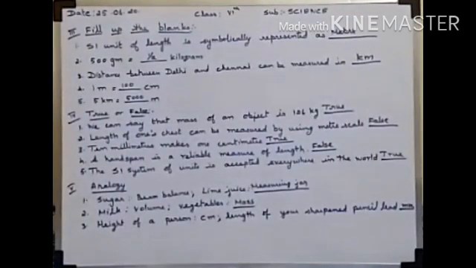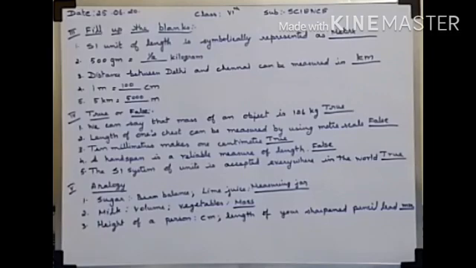Next we shall see fill in the blanks. SI unit of length is symbolically represented as dash. What is the SI unit of length? Meter. So the answer is meter. Second one, 500 gram is equal to dash kilogram. What is 1 kilogram equal to? 1 kilogram is equal to 1000 gram. 1000 gram is equal to 1 kilogram. Therefore, 500 gram is equal to half kilogram.